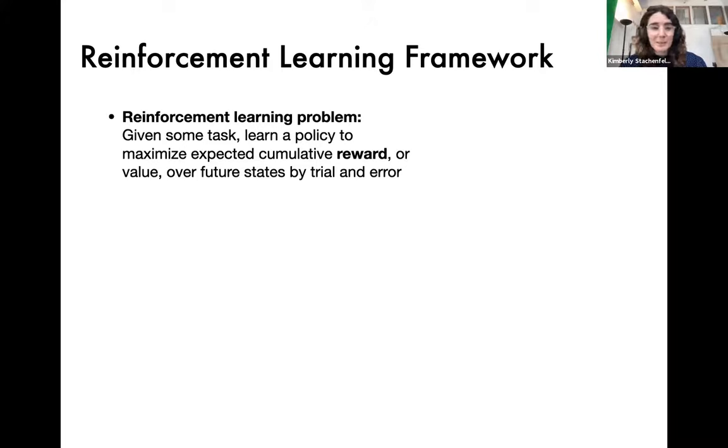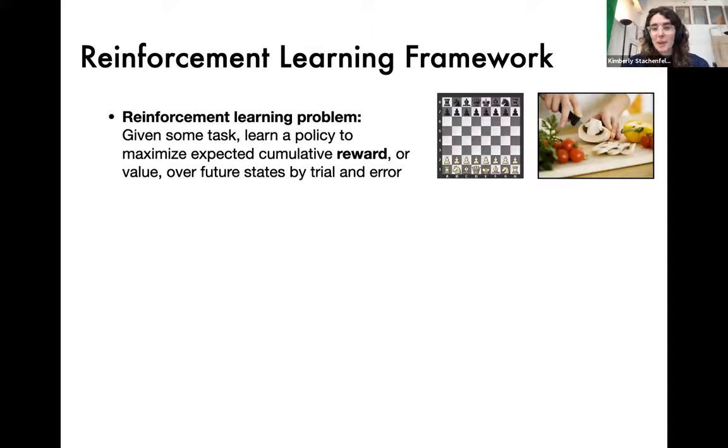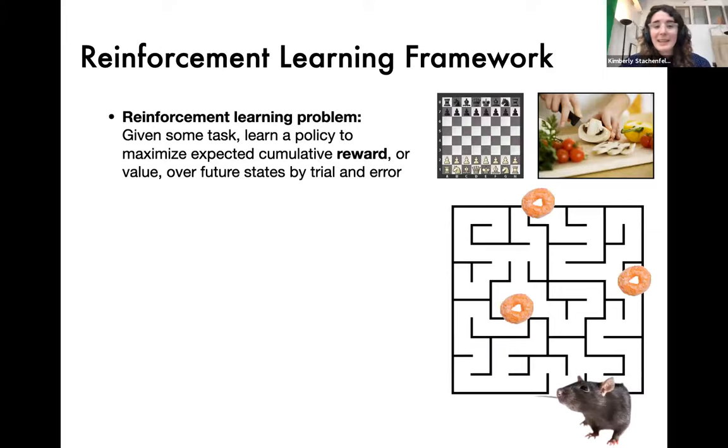The reason we're using the reinforcement learning framework here is it's super general and kind of minimally specified. You can apply it to lots of different types of problems. You can apply it to things like chess, where your state is the configuration of pieces on the board, and you want to maximize your probability of winning. You could apply it to something really open-ended like cooking, where your state is whether you're stirring or chopping, and you want to maximize your probability of eating a delicious meal as soon as possible. And then you can apply it, of course, to this familiar example of navigation, where if you're this rat, you want to maximize the number of delicious morsels you encounter while navigating this very complicated maze.